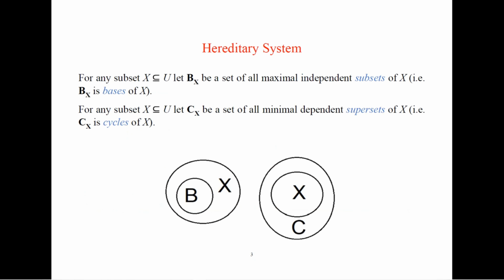And for us, it's interesting to know that for every subset X of U, we have a set of bases of this set. A basis is a maximal independent subset which lies in X, and for any subset, we have cycles of this subset, which are sets which include X as a subset. So on the picture, you can see how it looks.